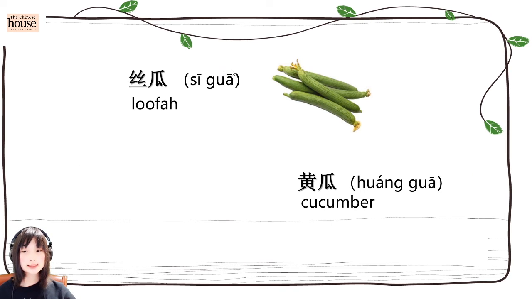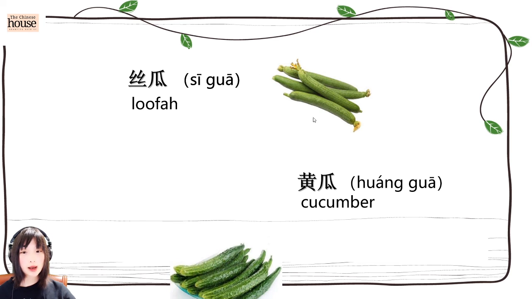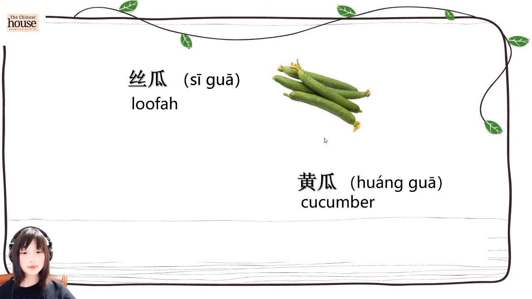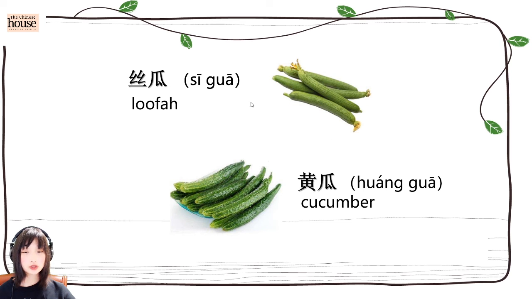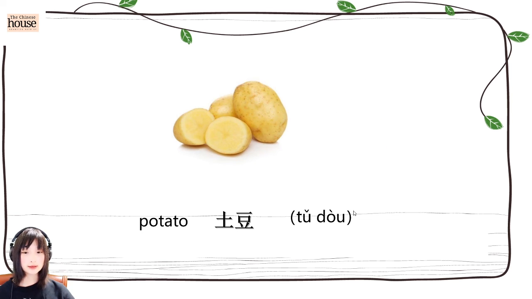Loofah, 丝瓜. And cucumber, 黄瓜. And the last one, potato, 土豆. 土 means soil and 豆 means bean, so the beans underground, under the soil, which means potato, 土豆. So this is our course today.